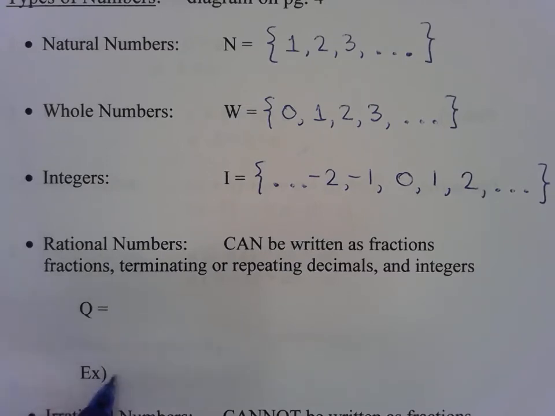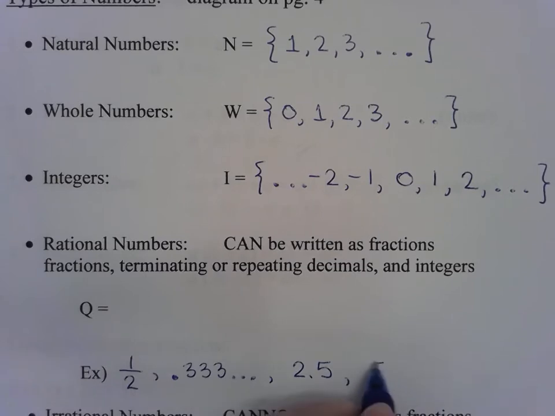Some examples of rational numbers would be like 1/2, which is a fraction. 0.333 repeating would be the same as a fraction of 1/3. Any terminating decimals like 2.5, anything like that, or just regular integers like 5, all of those would be rational numbers.